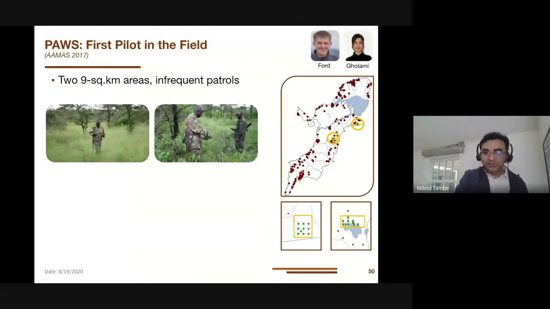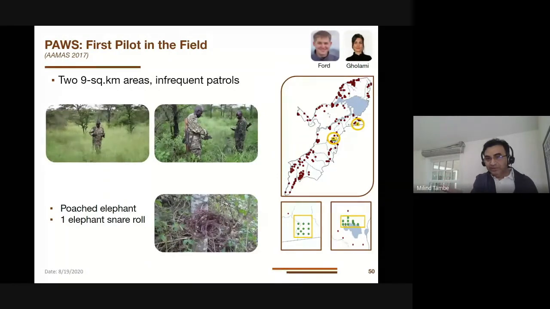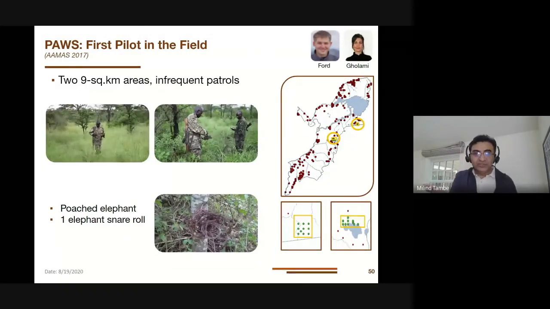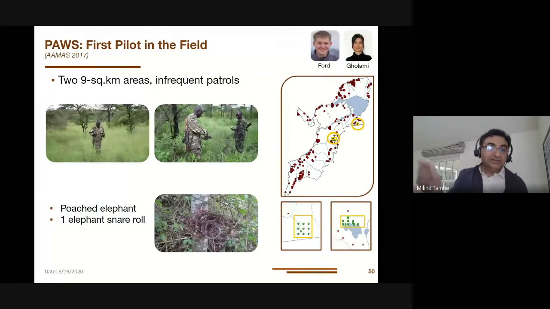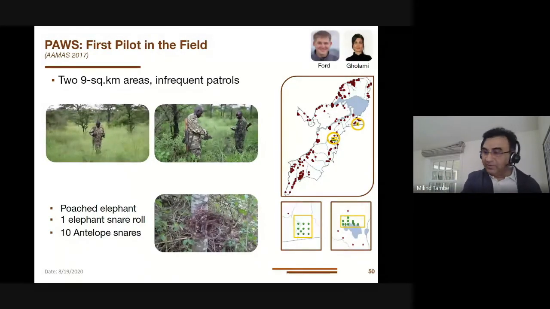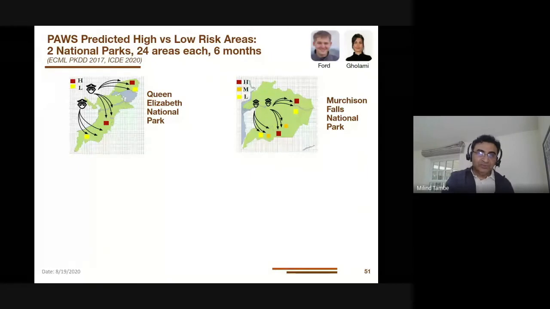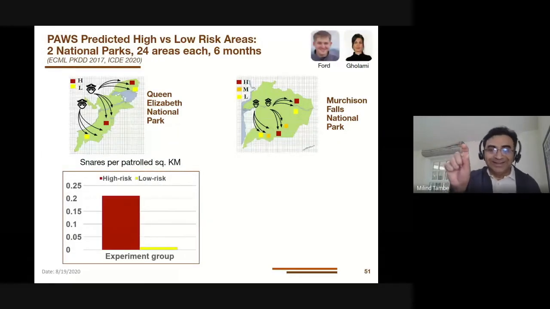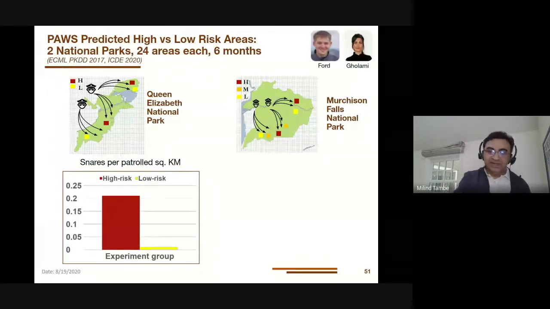So basically, these rangers patrolled there, and they found a poached elephant, and then the next day they found a whole elephant snare roll. So poachers were active in the area. They were killing elephants, but before they could kill a next set of elephants, we were able to remove a whole elephant snare roll, thus saving the lives of these elephants. We are also able to remove a large number of antelope snares. We've done extensive tests since then in Queen Elizabeth and Murchison Falls National Park, saying we are able to predict areas of high risk and differentiate them from areas of low risk, where you'll find fewer snares. And where we predicted high risk, indeed more snares were found. Where we predicted less risk, indeed fewer snares were found.